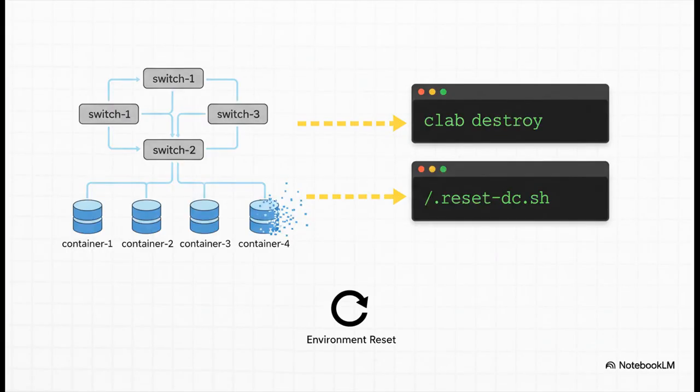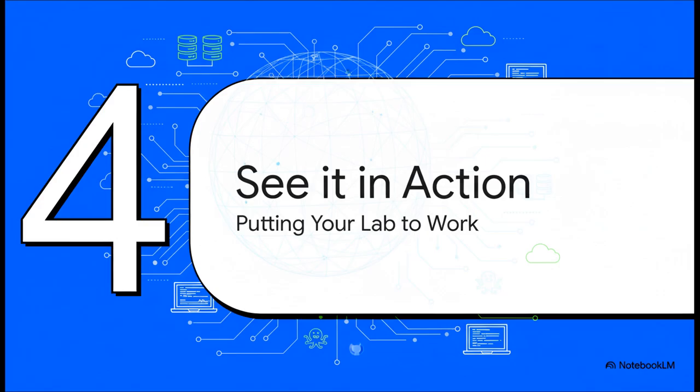And, you know, when you're done playing around for the day, tearing it all down is just as easy. You run clab destroy to get rid of the lab containers, and then reset-dc.sh to clean up the virtual switches. This means you get a perfectly clean, repeatable environment every single time you want to experiment. It's fantastic. All right, the lab is up and running.